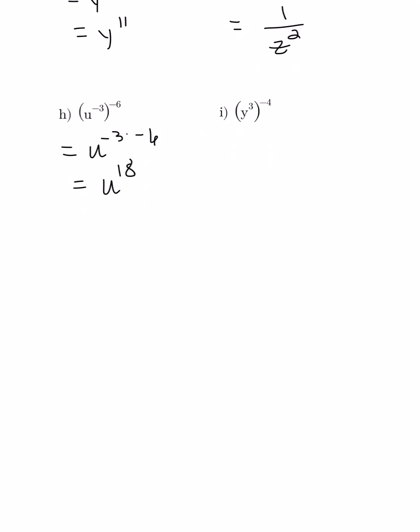On I, y cubed being raised to the negative 4 would become y to the 3 times negative 4, which would become y to the negative 12. Make your power positive, so it becomes 1 over y to the positive 12.